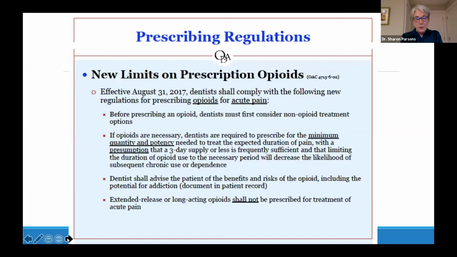And I'm going to go through these really quickly because I'm in Ohio and everyone can be in a different state and everyone's laws are different. Most states now have limits on prescribing opioids. So you need to make sure, if you're a dentist, that you know what the laws are in your state. If you are an assistant or hygienist, you may want to help the doctor make sure that they understand what the laws are.